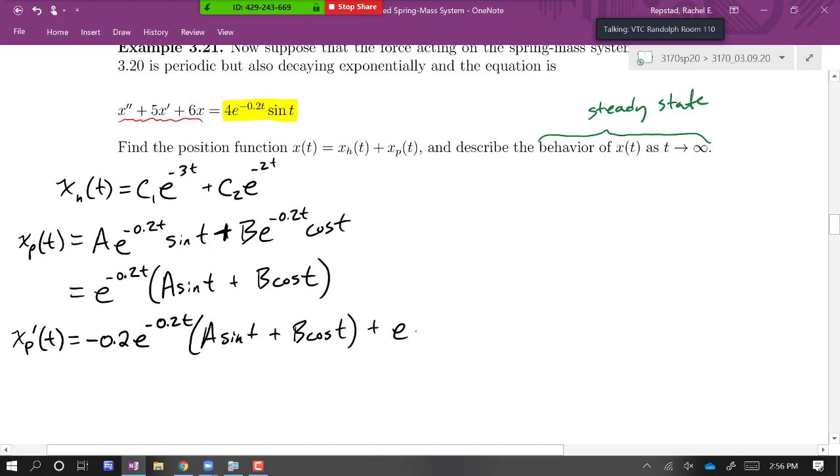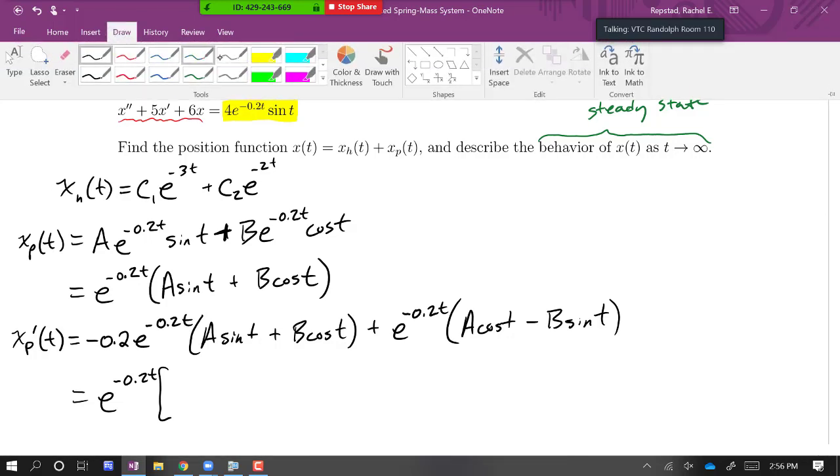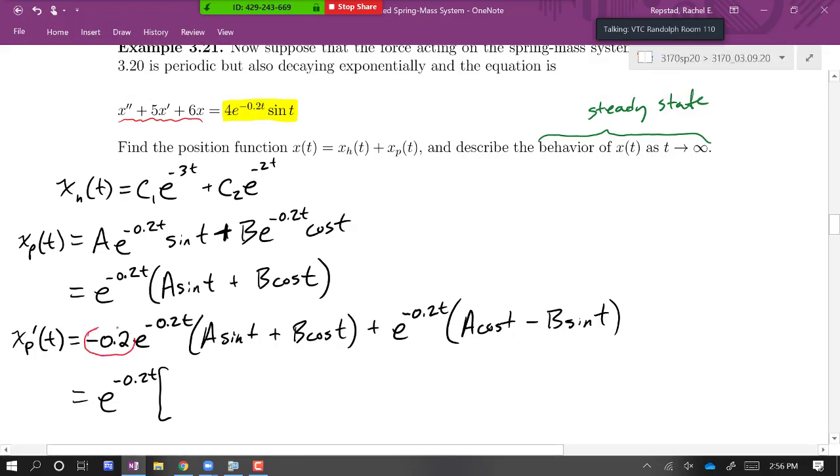And then the first times the derivative of the second. We need to take the derivative again. To make that a little bit easier, I'm going to factor out the e to the negative 0.2t again. I'm going to do a couple of things, actually. I'm going to factor that out, and then I'm going to distribute the minus 0.2 here. And then there's nothing else to distribute in the other group.